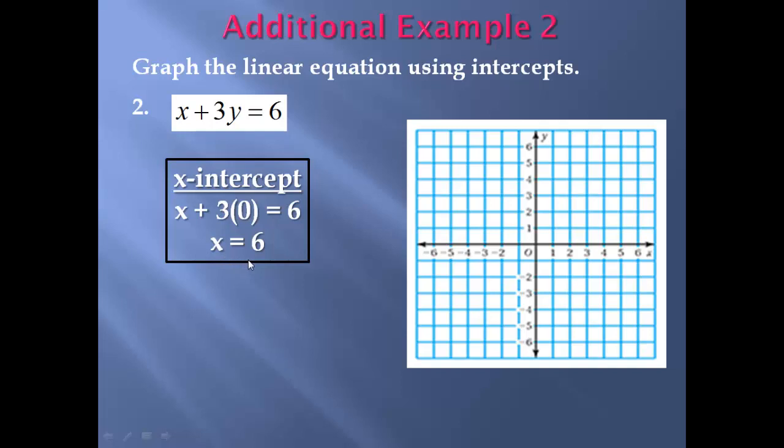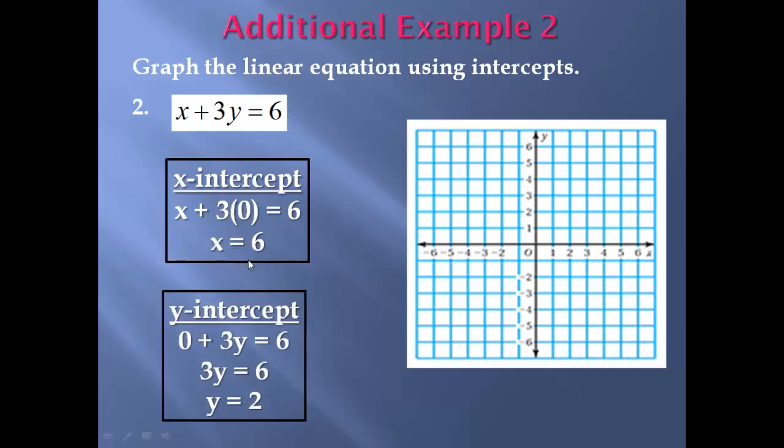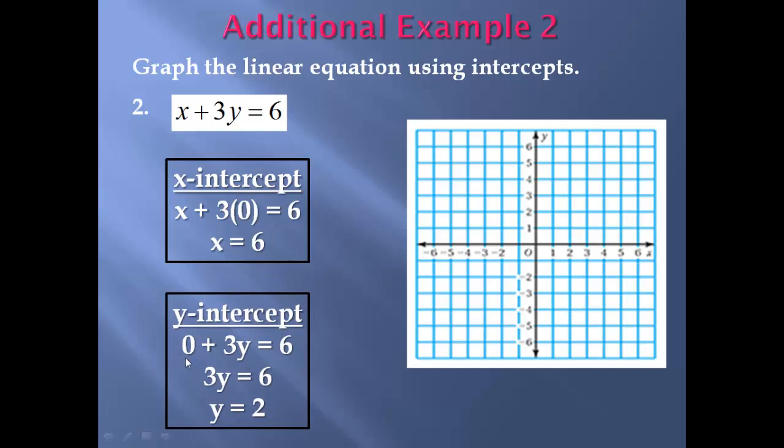Now I need to find my y-intercept. For my y-intercept, I put in 0 for x. So I have 0 plus 3y equals 6. That would be equal to 3y equals 6. Then I'm going to divide by 3, so I get y equals 2.